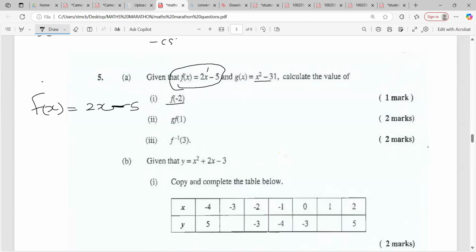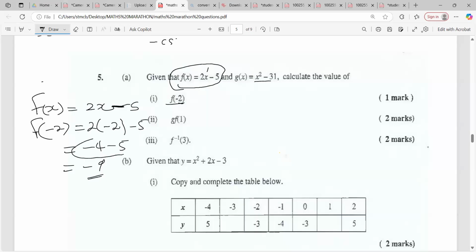Now, anywhere we see x, we're going to put the value -2. So we replace x with -2 here, we're going to say 2 times negative 2 minus 5. 2 times negative, a positive times a negative, -4 minus 5. So this would have been -9. Guys, don't leave it as this. Somebody gave me this. Let's finish it. All right. -4 minus 5 will give -9.